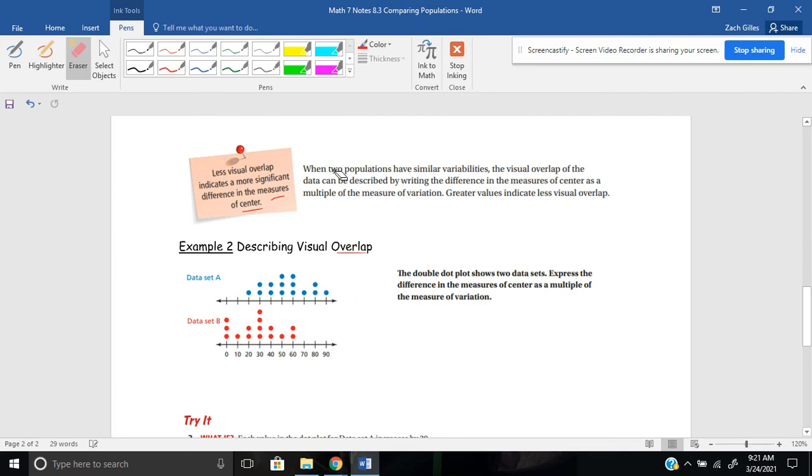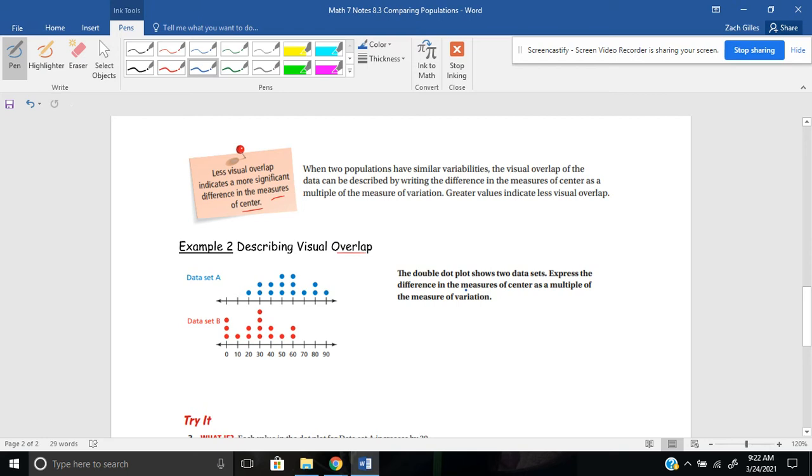Okay. When two populations have similar variabilities, the visual overlap of the data can be described by writing the difference in the measures of center as a multiple of the measure of variation. Greater values indicate less visual overlap. Okay, kind of like what I just showed you. All right, it says the double dot plot shows two data sets, A and B. Express the difference in the measures of center.